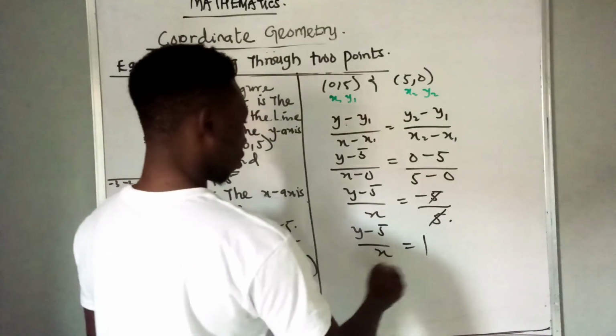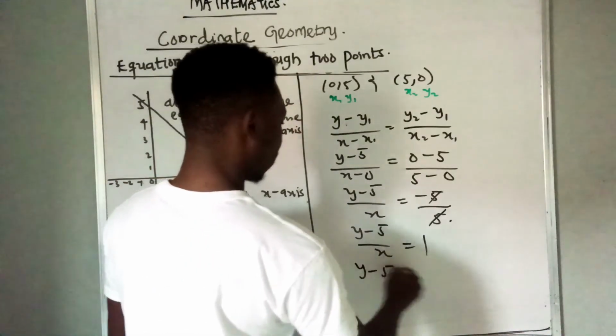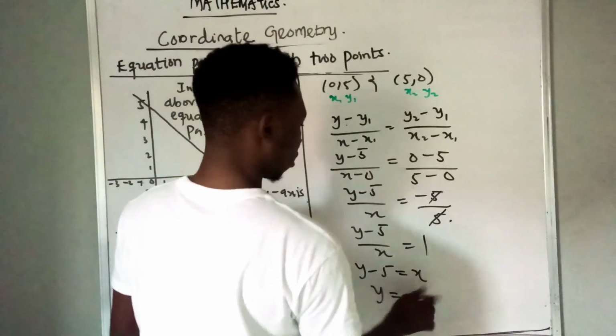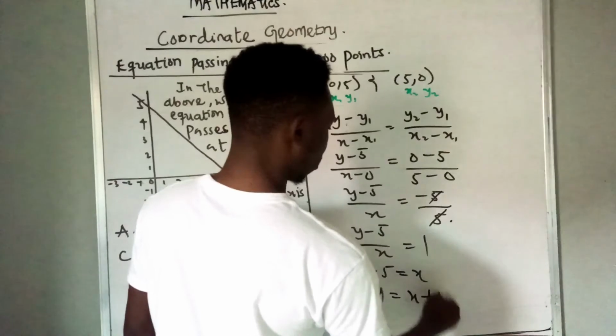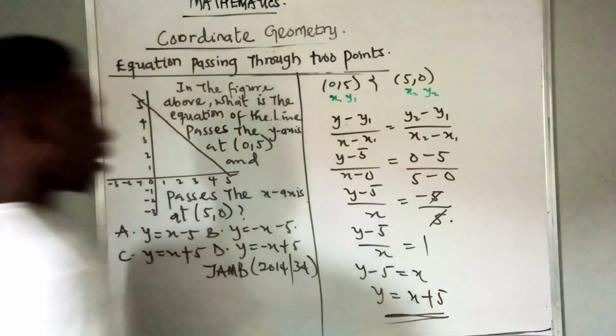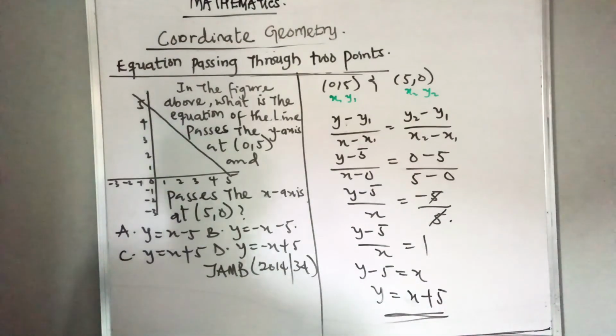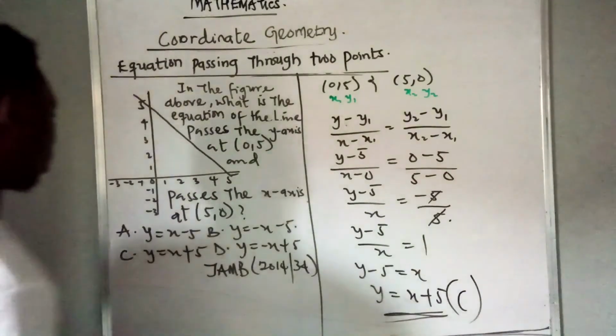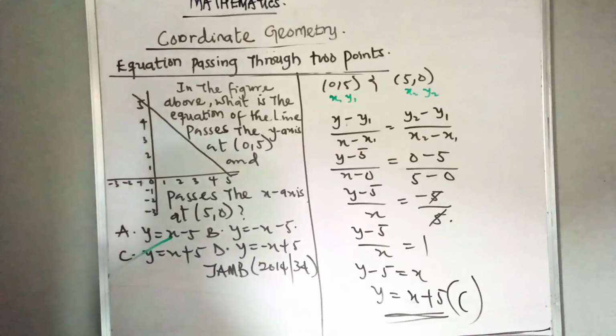Cross multiply. To cross multiply, this becomes y minus 5 is equal to x. So y here is equal to x plus 5. So y is equal to x plus 5. What option is that? So that's your option C. And we got our final answer correctly.